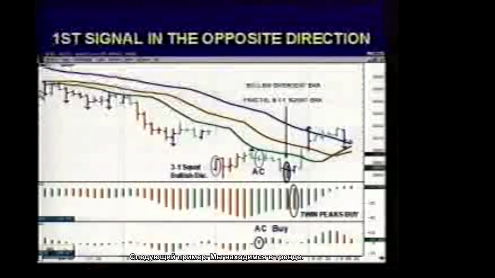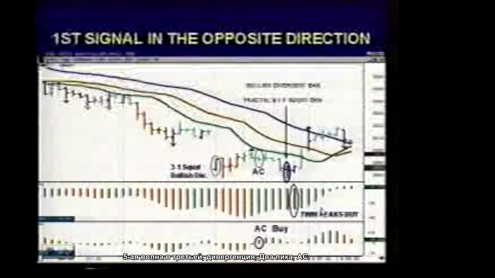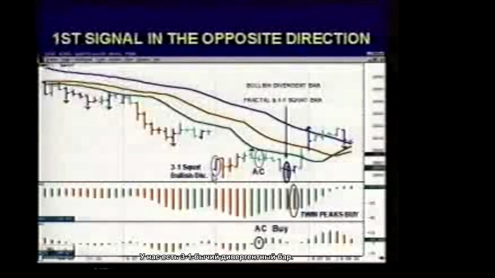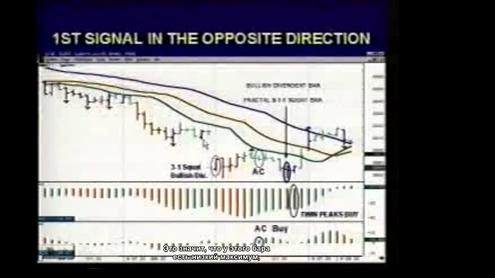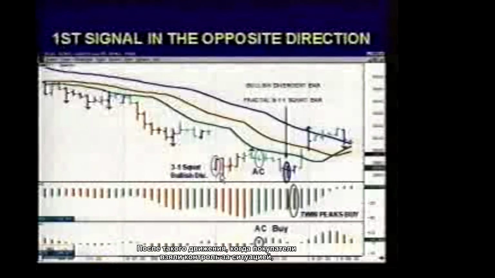Next situation, again, we're in a trend move. You've seen the gap here. We have a 3 of 3, a 5 of 3. We've got divergence. We've got a twin peak. We've got an AC. And we have a 3-1 bullish divergent bar. Now you should know what a bullish divergent bar is by now. Bullish divergent bar means it's got a lower high, lower low, but it closed in its upper half. The buyers took charge.